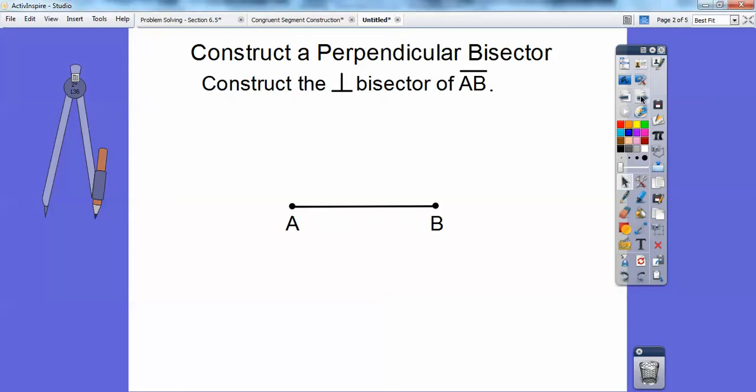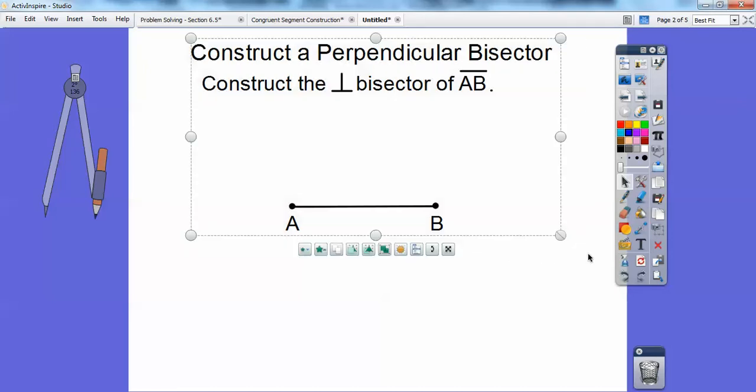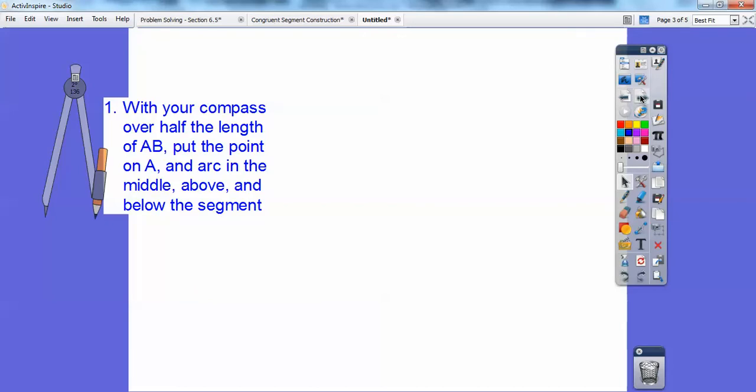Okay, this is a pretty easy one, you guys. So we're going to construct the perpendicular bisector of this segment AB right there. This upside down capital T, you guys, means perpendicular. So let's go ahead, and here's the first step right here.